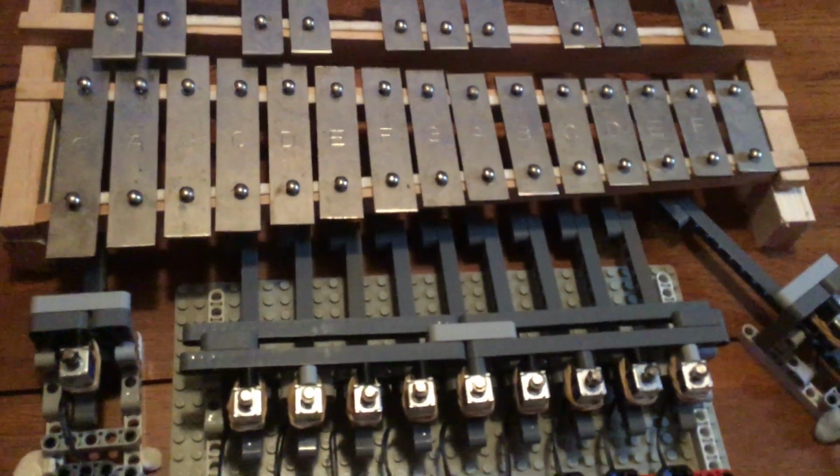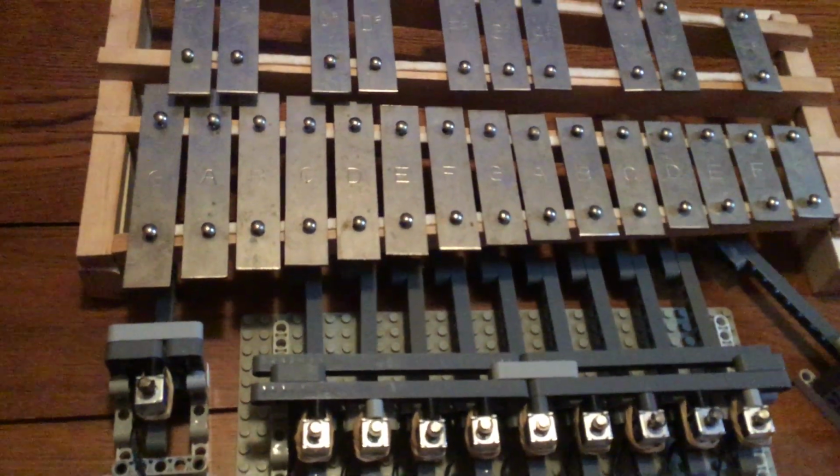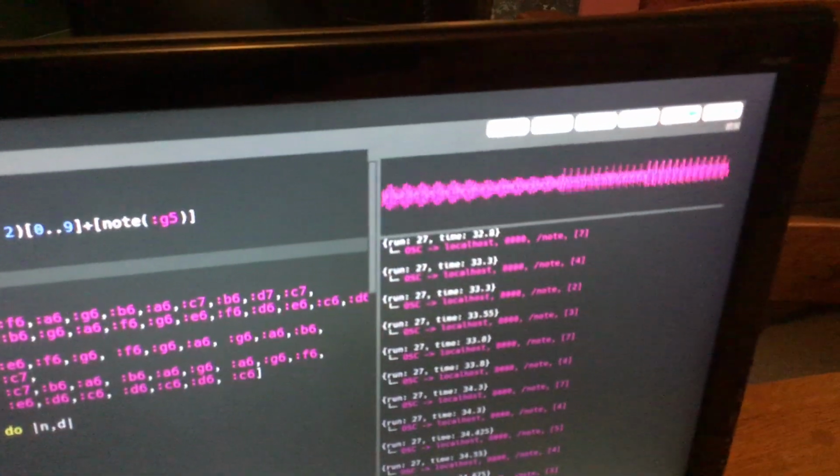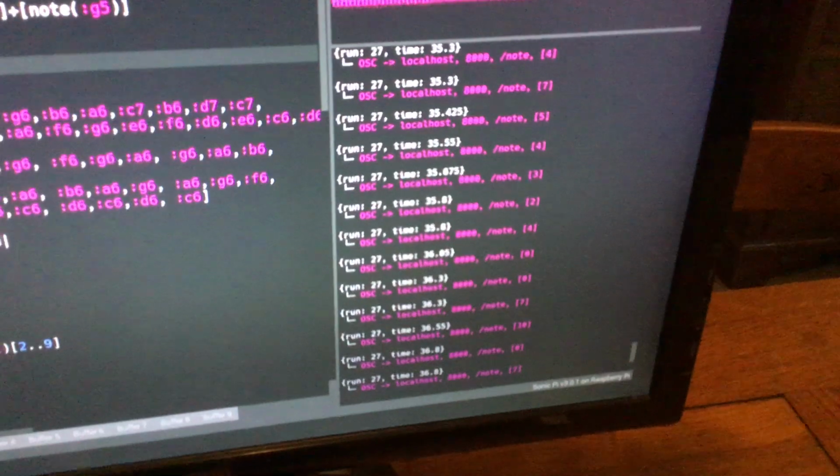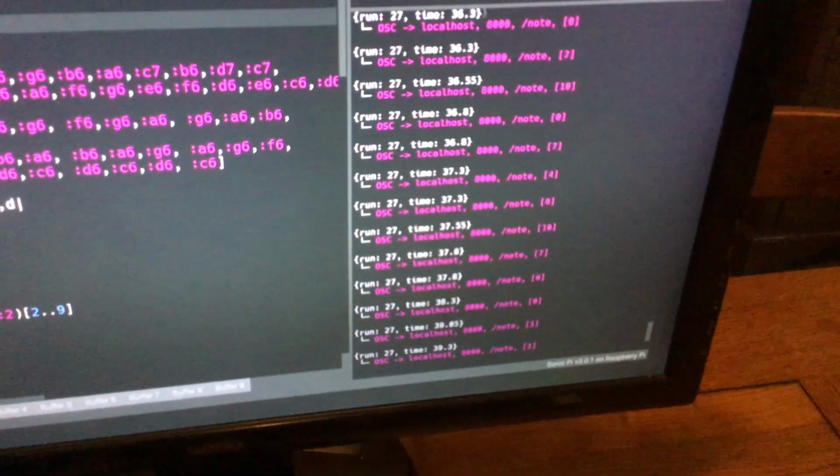You can play chords, as you can see. Now we get Sonic Pi to join in playing. You can see the output of Sonic Pi there and sending the OSC messages to control the Glockenspiel.